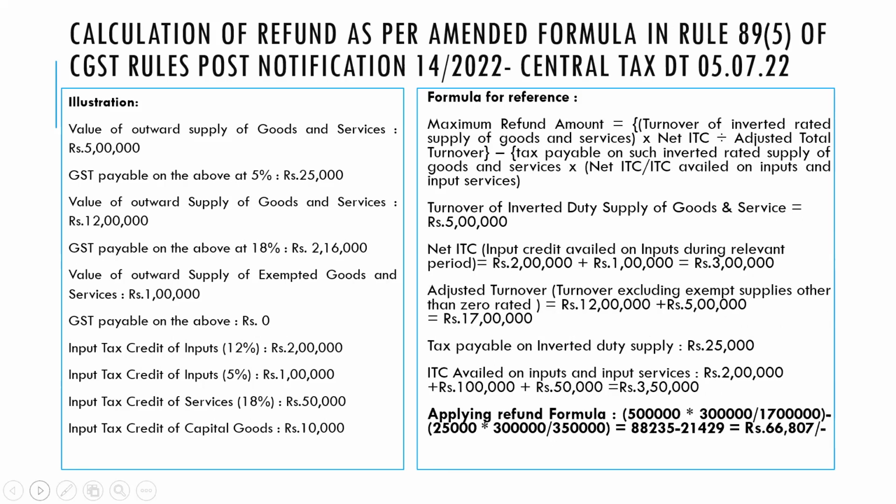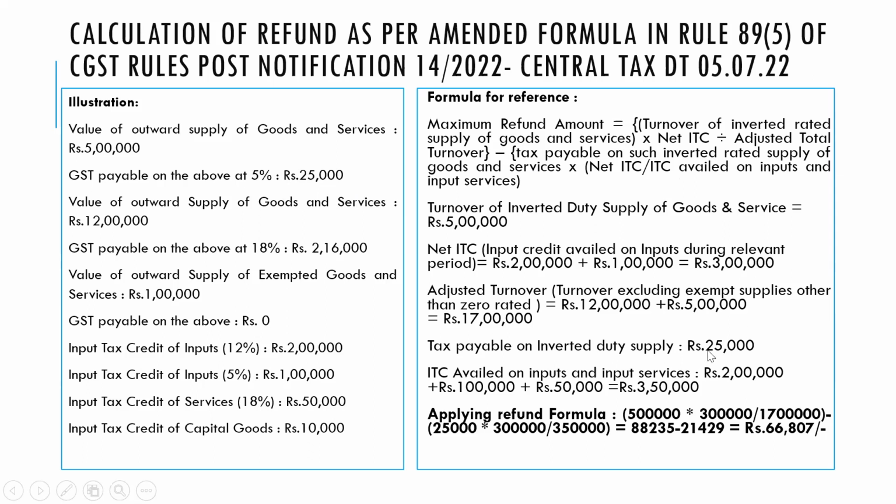Now going by the amended formula, the Council has amended the last section. They have the tax payable on inverted rated supply of goods and services into net ITC by ITC availed on inputs and input services. The idea behind this amendment is that the tax payable of 25,000 can be paid using the input credit of inputs as well as input services. Hence reducing the entire 25,000 is not correct.